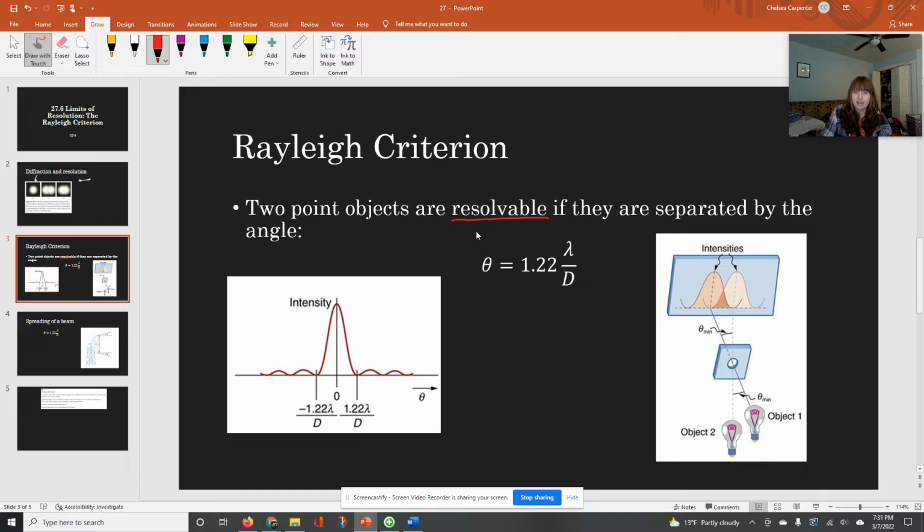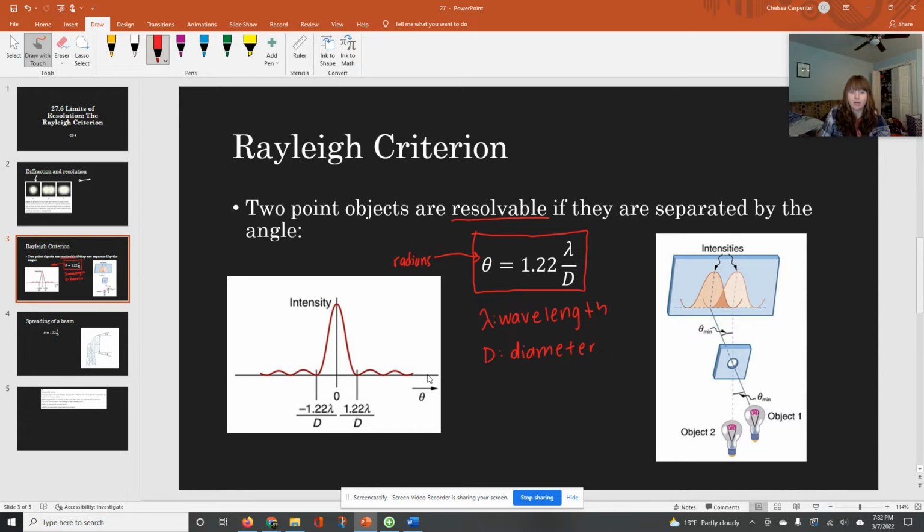And that formula is theta, which is the angle between the objects, equals 1.22 times lambda over d. So remember that lambda is your symbol for wavelength. And d is going to be the diameter of the lens or aperture. And theta is the angle measured in radians.